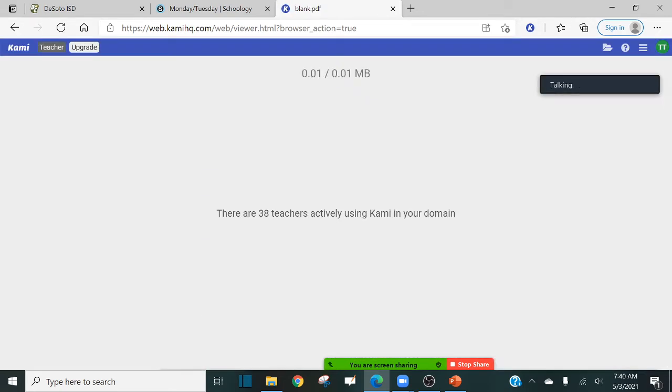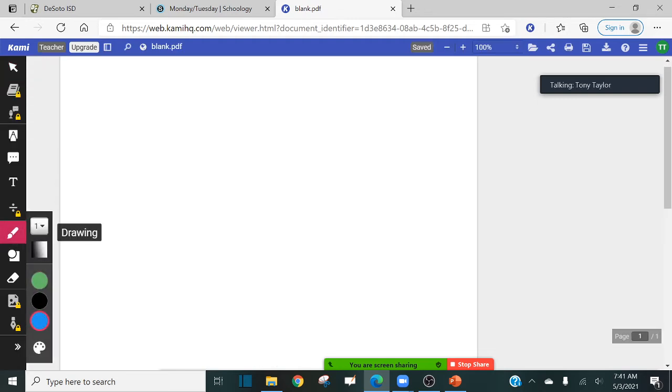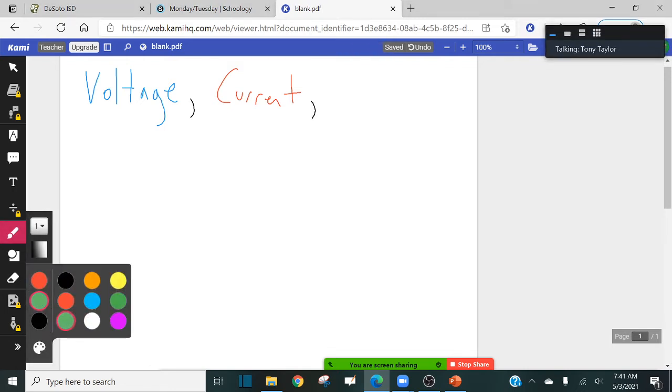The three terms are voltage, current, and resistance. We already talked a little bit about resistance last week. Let me write that down. Voltage, current, and resistance. These are the three terms you guys need to know.